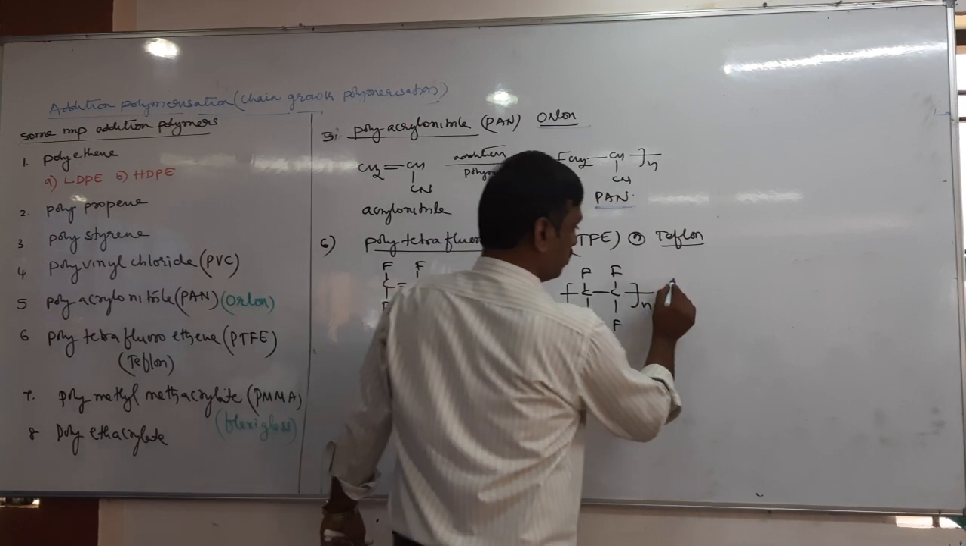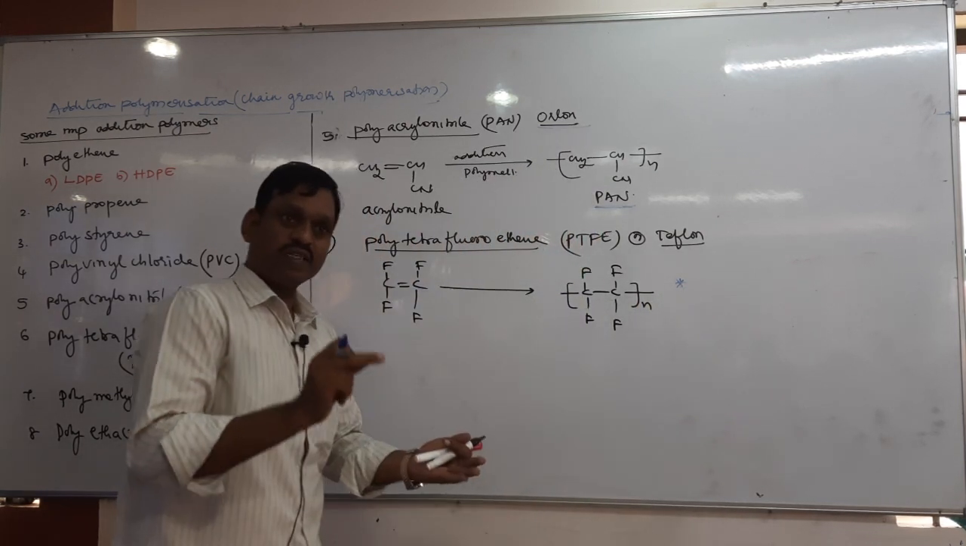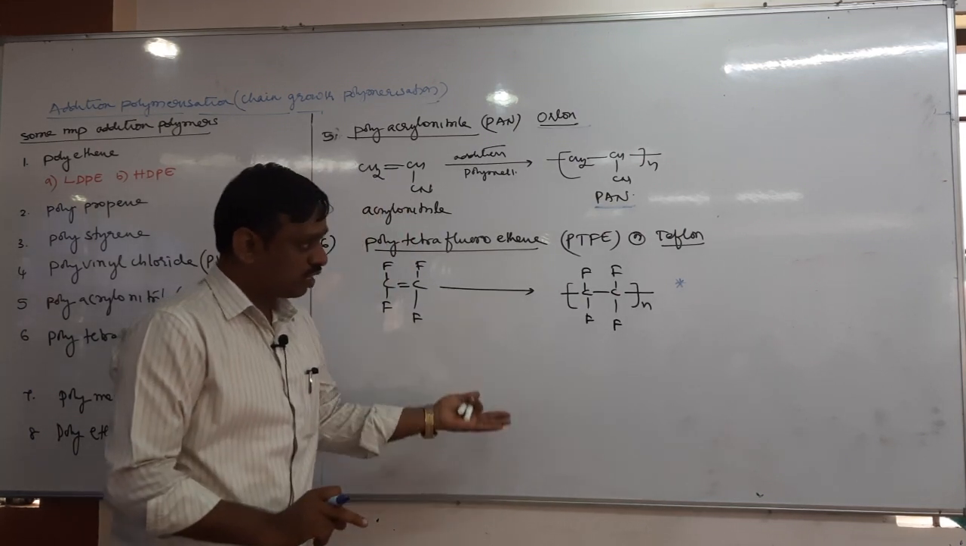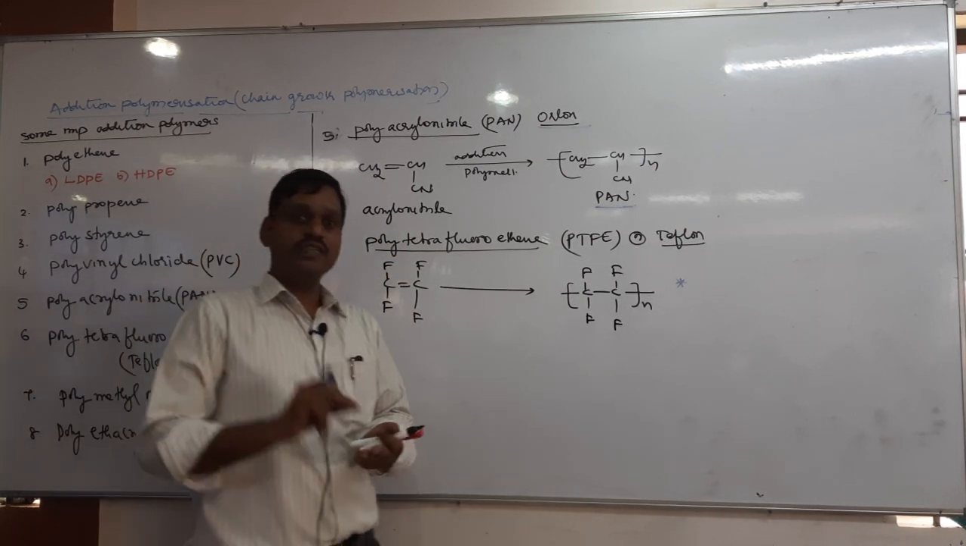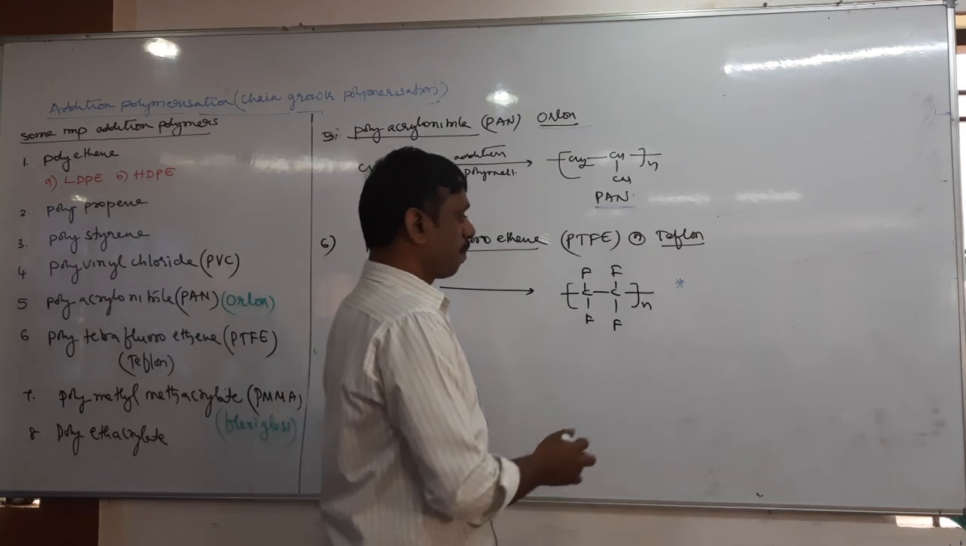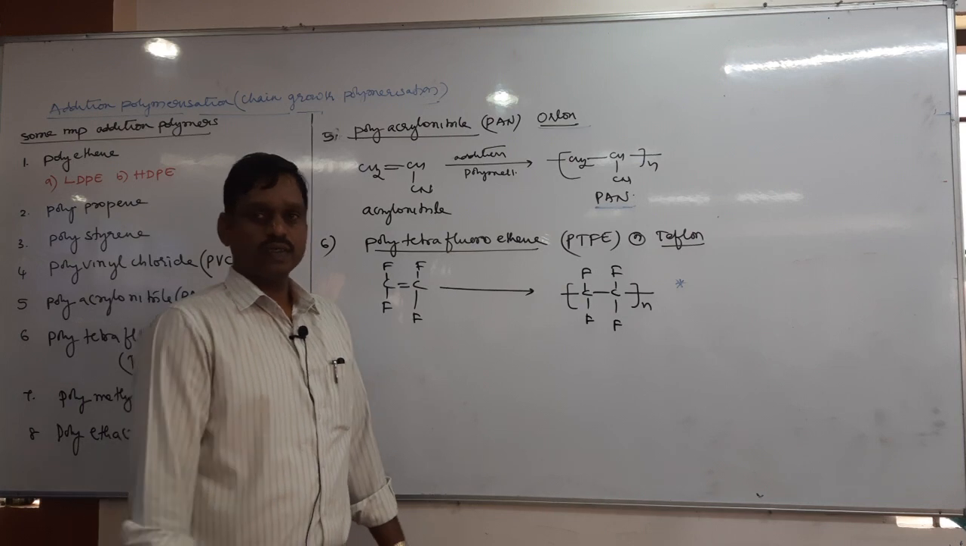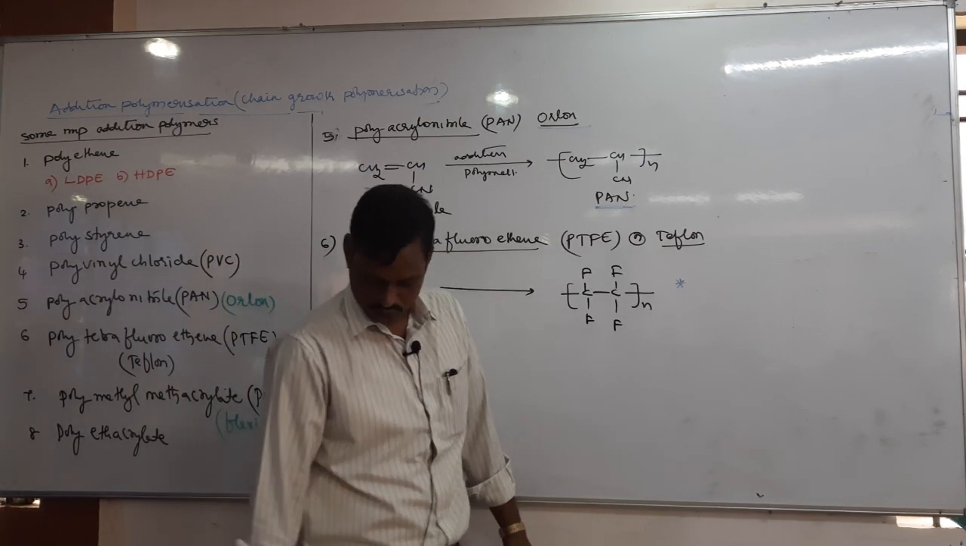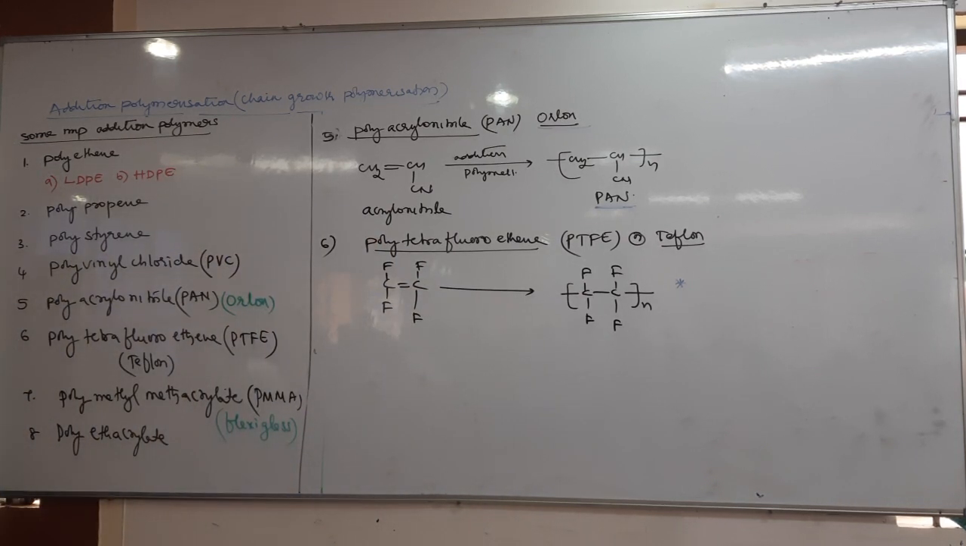This is one of the important polymers because it is resistant to corrosion and also resistant to temperature. Because of this resistance to corrosion and temperature, it is used in oil seals and gaskets, and it is also used in coating non-stick pans.